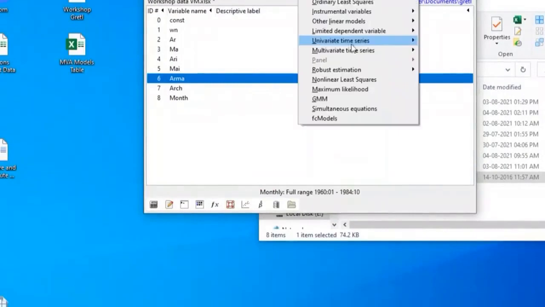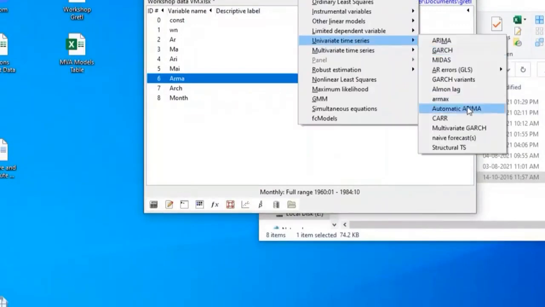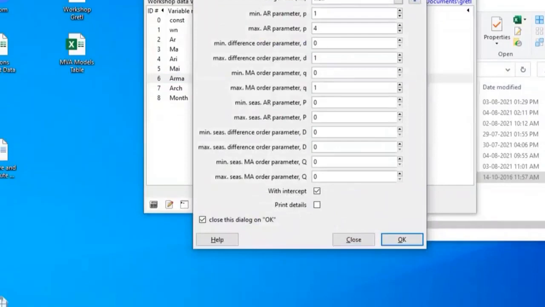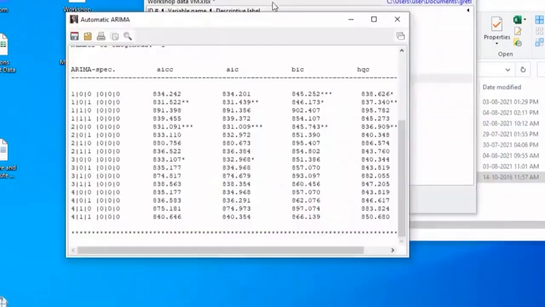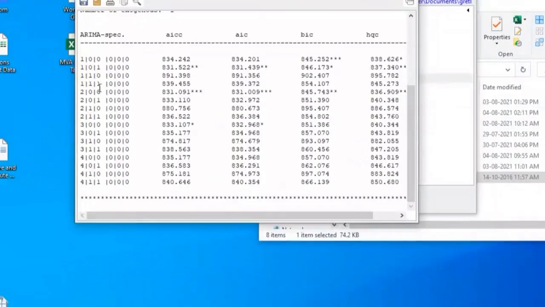So we go to Model, Univariate, Automatic ARIMA and click this one, and we have this case. So we select the ARMA one, and all the others for the time being I am keeping as such, and then I am clicking OK. And here we have the result. Here all the possible combinations are given for the ARIMA specification. That is 100000. This is the one that we estimated earlier. Then 101000. All the possible ones are estimated here.